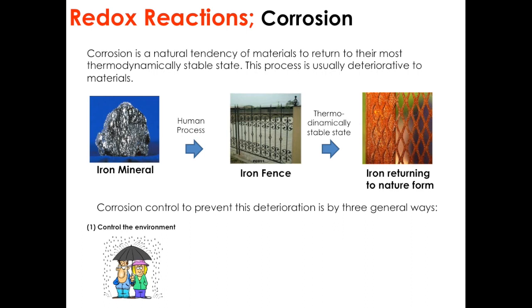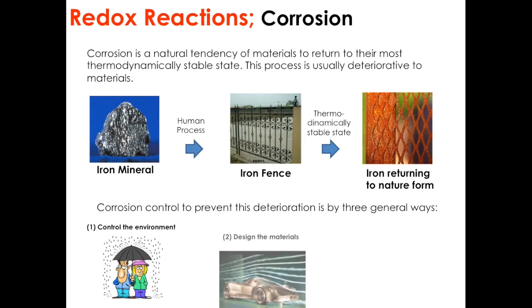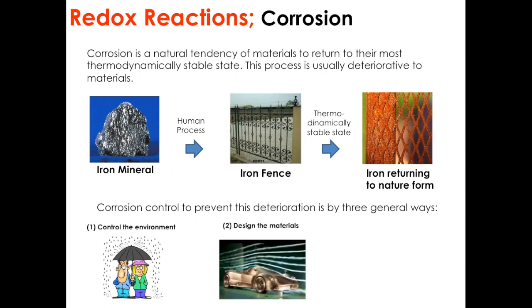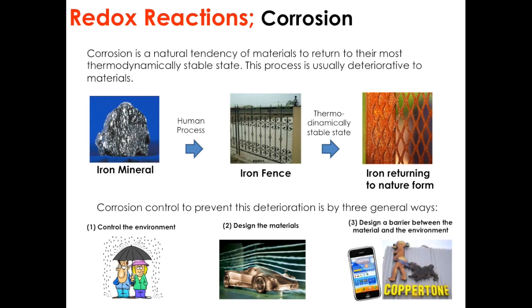1. By controlling the environment. This is putting things away from the environment. 2. By designing the materials. The shape of the materials helps the environment not to be that much in contact with the object. And 3. Design a barrier between the materials and the environment. The material will prevent the environment from damaging the object.